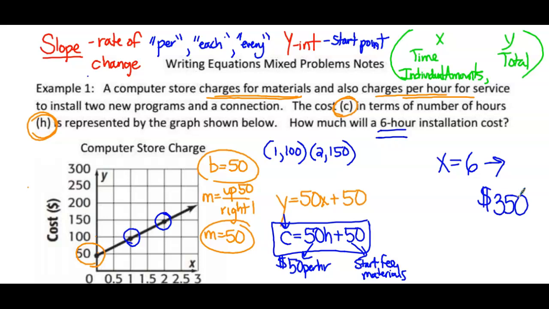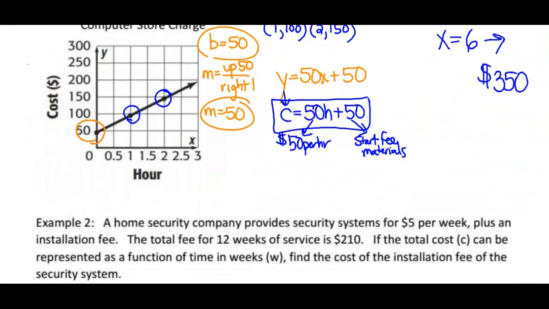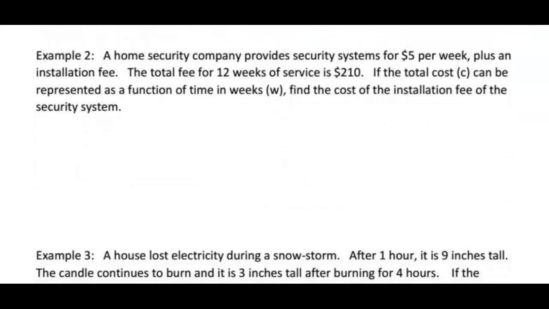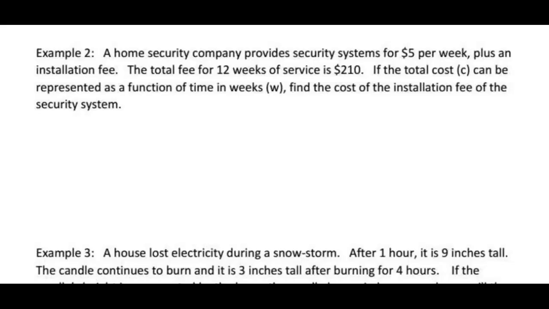Okay? So let's go down to question number 2. Question number 2 says, a home security company provides security systems for $5 per week. I'm going to stop because that should mean something to you. The word per helps indicate that this is my slope. So I know I have a slope here.